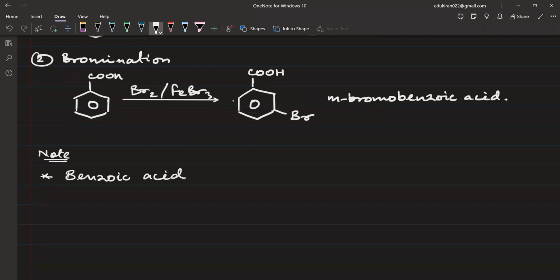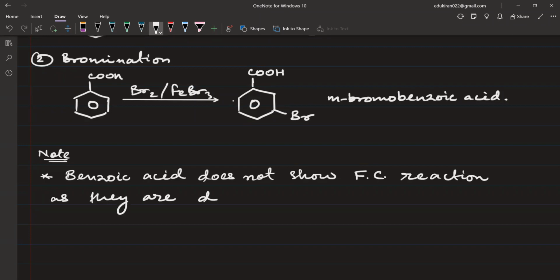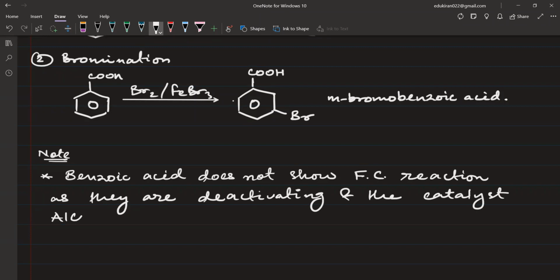Benzoic acid does not show Friedel-Crafts reactions as they are deactivating, and the Lewis acid catalyst AlCl3 used gets bonded to the carboxyl group.